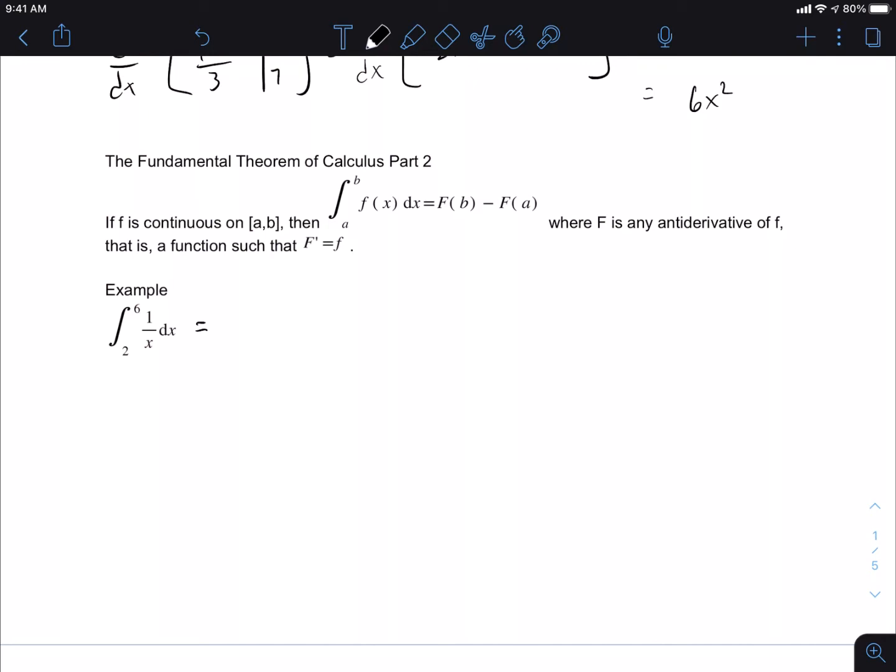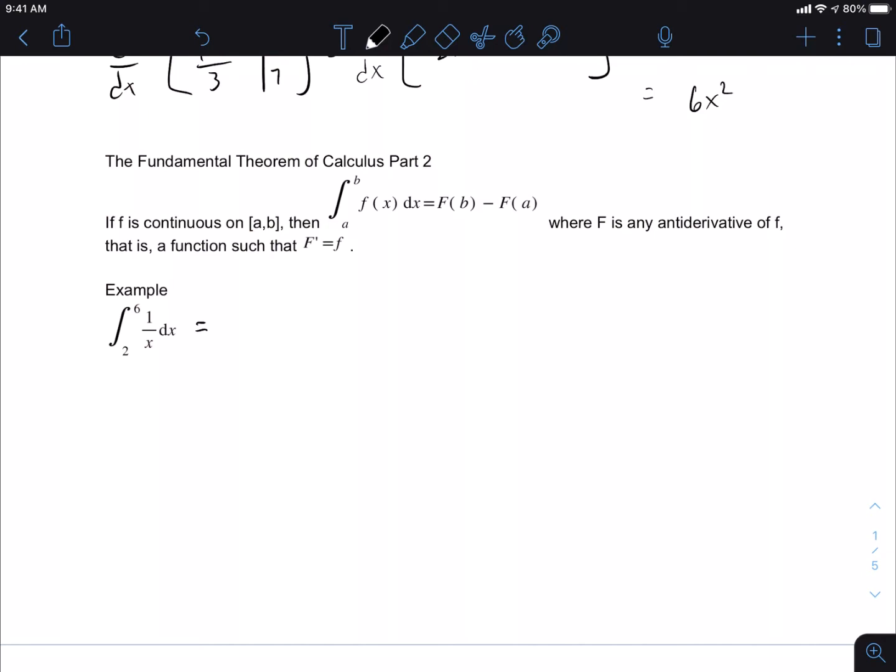Did you guys watch 4.9? The video for 4.9? It was optimization, right? No, I think 4.7 was optimization. 4.9 was the antiderivative. So, okay, there's some work that you guys need to do. But here we go.